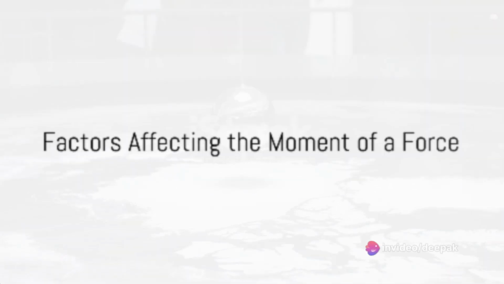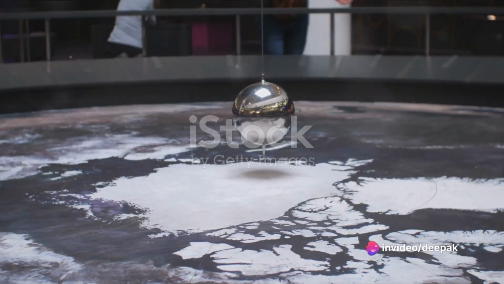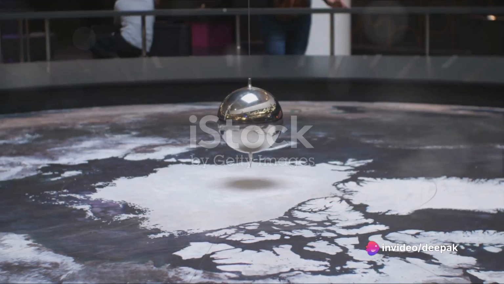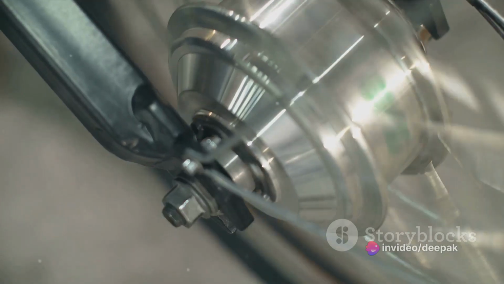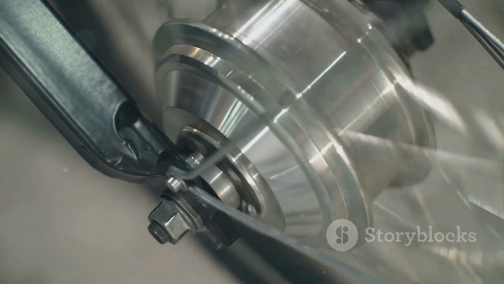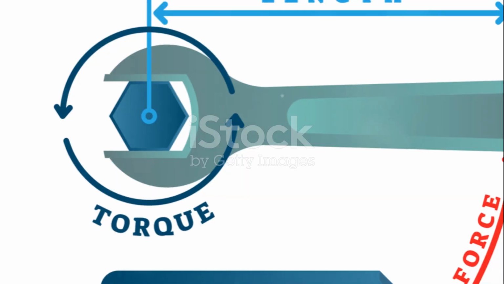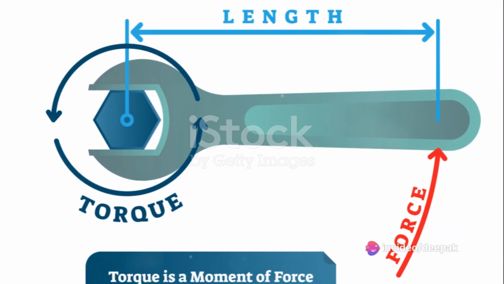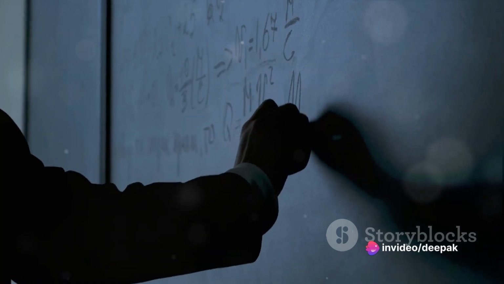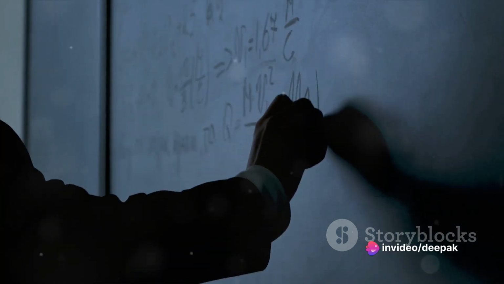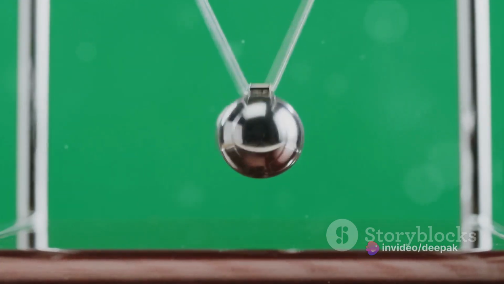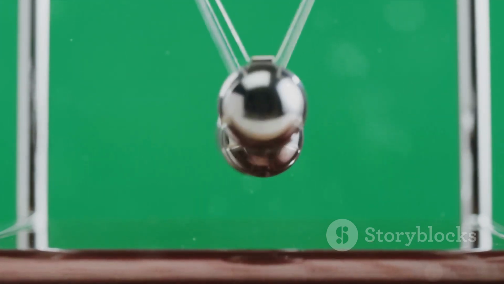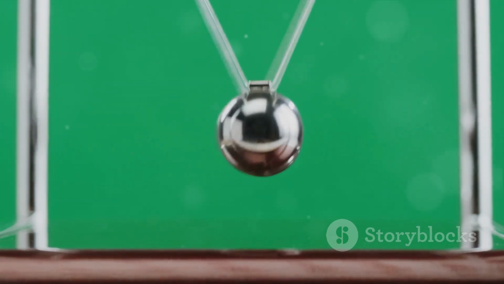The moment of a force depends on two factors: the magnitude of the force and the perpendicular distance from the pivot to the line of action of the force. Here's an equation to help understand this better. The moment of a force equals the force times the perpendicular distance. In scientific terms, this is expressed as M equals F times d, where M stands for the moment of the force, F represents the force, and d denotes the perpendicular distance.